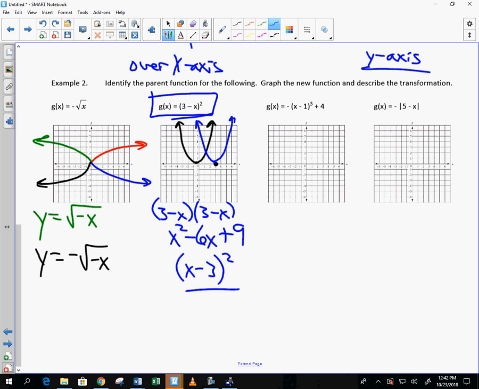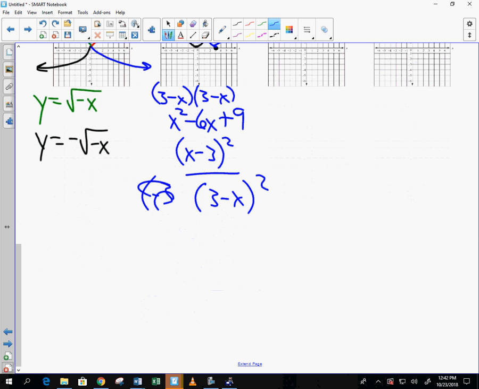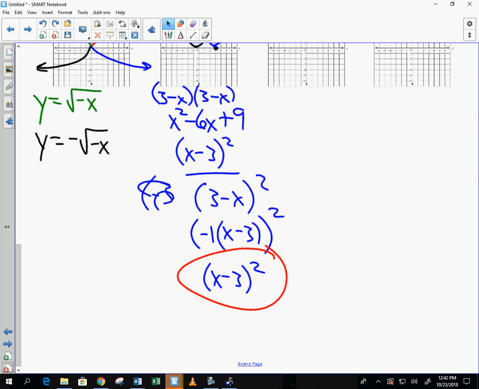The reason they're the same is if you take 3 minus x, quantity squared, and factor out a negative 1, you would get a positive x minus 3. But what happens when you square the negative 1? It just goes away. So you get x minus 3 squared. They're the same thing. The question is, which one is your book more likely to write? The one in the red or the one in the green? They're more likely to write the one in the red.